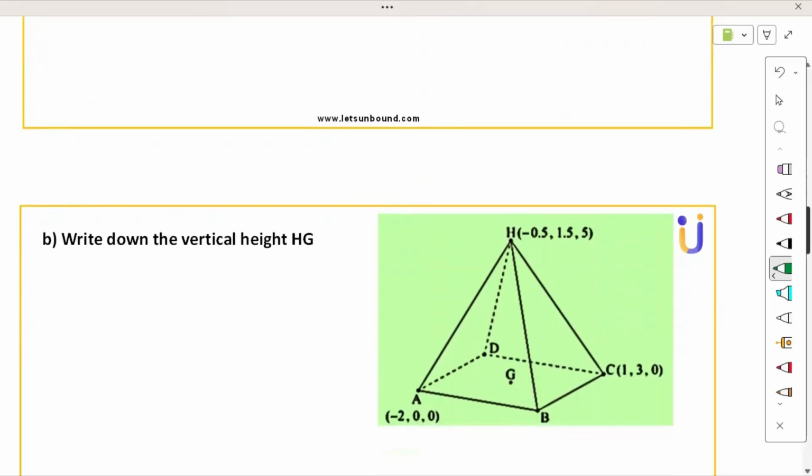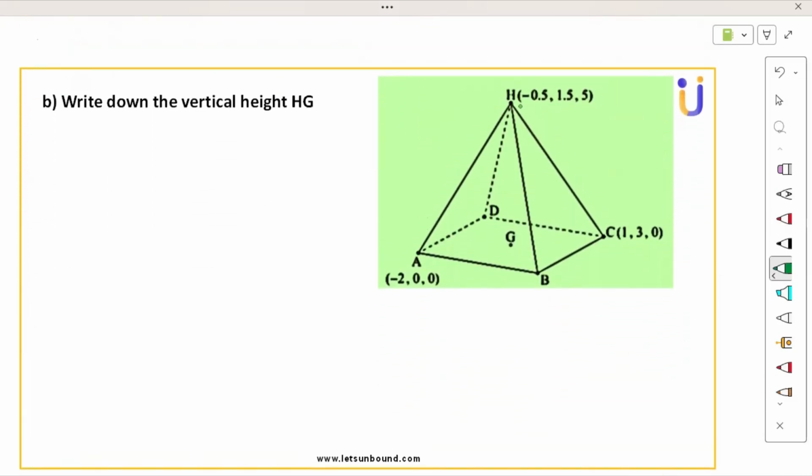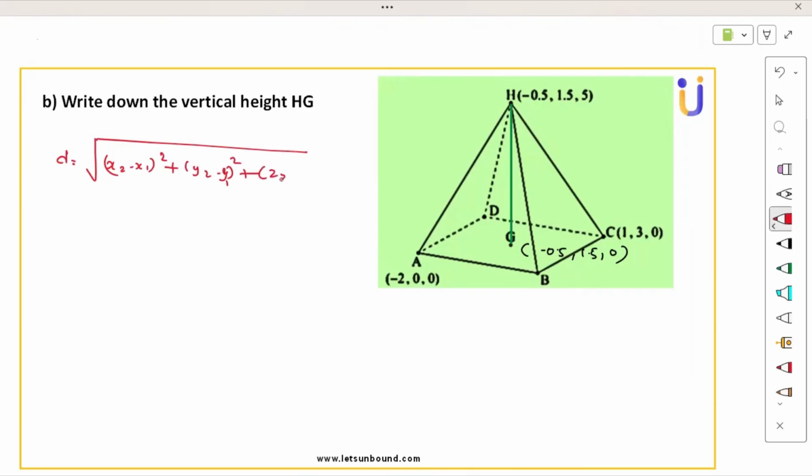Moving to the next, part B: write down the vertical height HG. So you already know the coordinates of H are given, and G you just found, which is (-0.5, 1.5, 0). Right? To find HG, you have to apply the distance formula because we are finding the vertical height. So the distance formula for 3-dimensional geometry will go like this: square root of (x2 minus x1) whole square, (y2 minus y1) whole square, plus (z2 minus z1) whole square. And start applying. This is your x1, y1, z1, and this is your x2, y2, z2. So first subtract them and then square them.